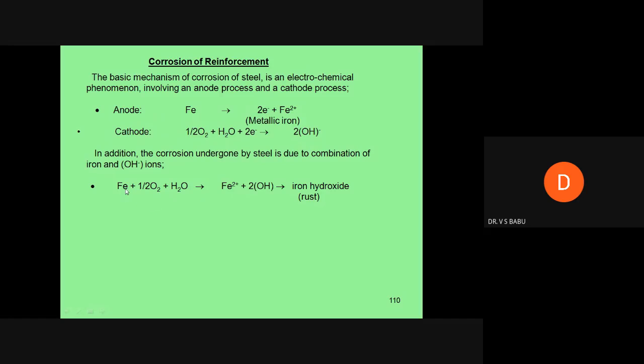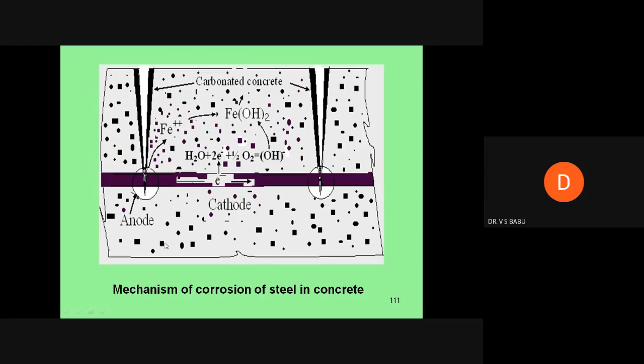Now you see, this ferrous material plus oxygen plus water gives rise to Fe2 plus plus 2OH minus ions. This is nothing but iron hydroxide. This OH minus ions combined with this Fe2 plus ions will give rise to rust. That is nothing but yellow color precipitate. Okay, now you see, here you go. This is anode. Okay, this iron rod is having the anode and cathode.